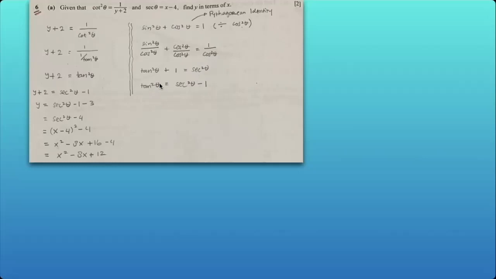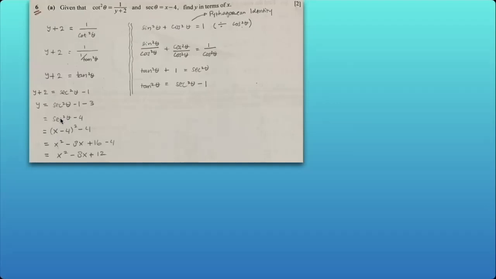So tangent squared theta is equal to secant squared theta minus 1. So we can replace that tangent squared theta with secant squared theta minus 1 there. And we can subtract 2 from both sides to get this expression. Simplify to get that expression. And we are told that secant theta is equal to x - 4. So we have x - 4.